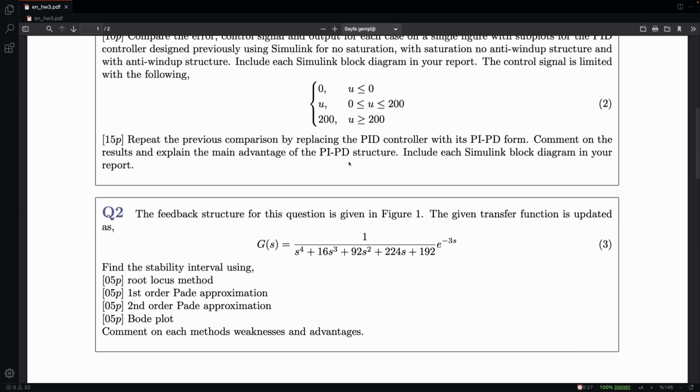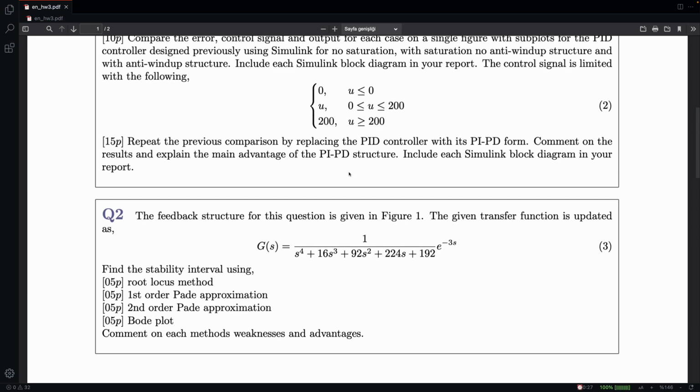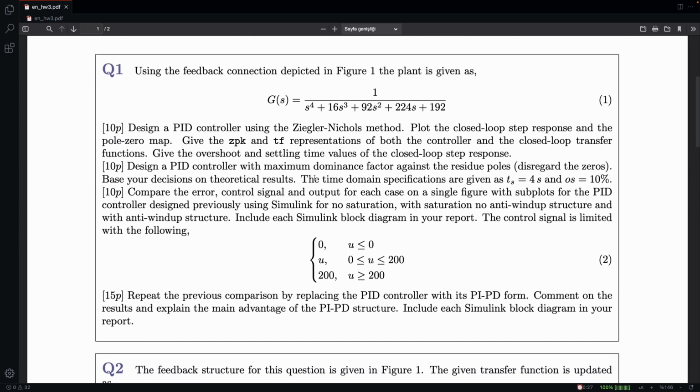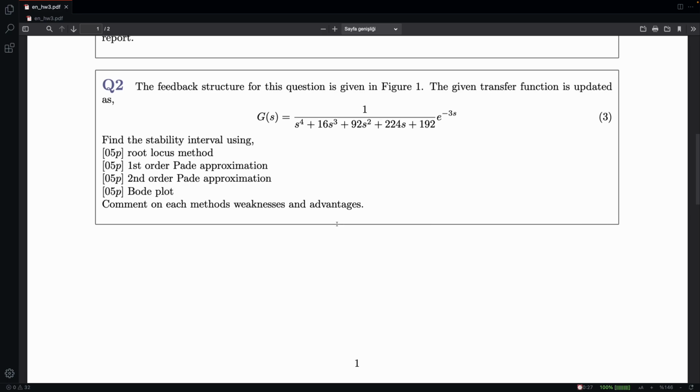So that's actually the most important part, and I would assume that you should start here, because the second question is going to be covered after your midterm exam, so you will have still some time for it.